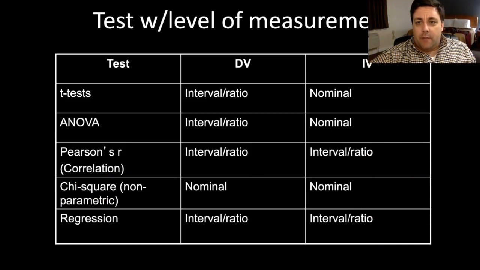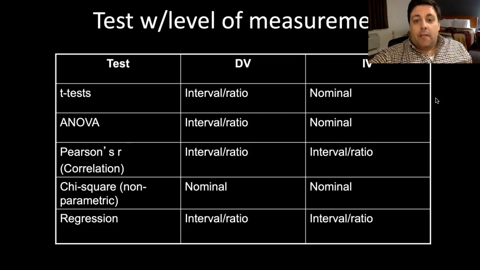This slide, by the way, is what you need to do this week's brief assignment. In the assignment this week, you're going to tell me which test you would use given data at certain levels. So if you had, for example, a dependent variable that was at the interval or ratio level and an independent variable that was at the nominal level, you would use either a t-test or an ANOVA.